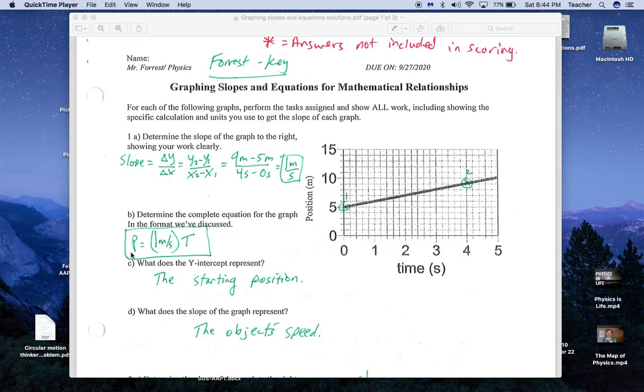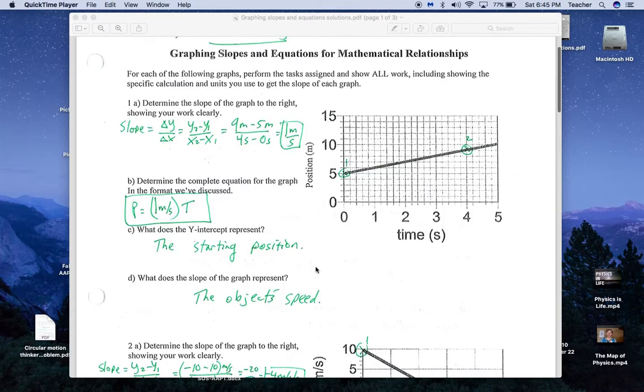So the overall equation is p for position is equal to the slope, which is 1 meter per second. Again, notice I'm including units, multiplied by time. There is no y-intercept, so you could put plus 0 meters in there, but you don't have to. The y-intercept in this case means that's the starting position. That's your position at t equals 0 seconds. The slope of this, as you can probably tell from the units, represents the object's speed.